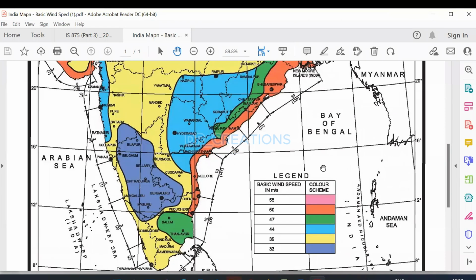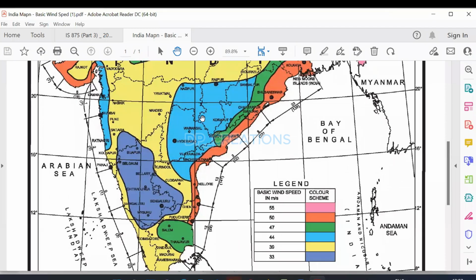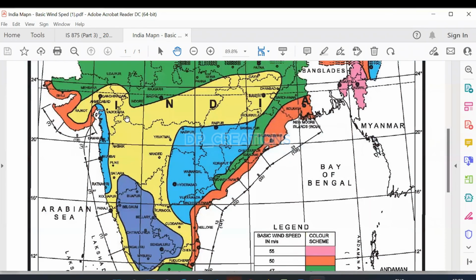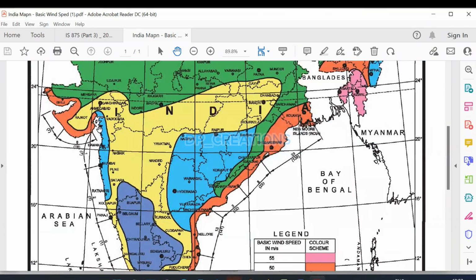Then 44: Warangal, Hyderabad, Sambalpur, Nagpur, all these come under this 44. In all these plateau areas, it is only 39. Almost all of Central India is under 39 meters per second.